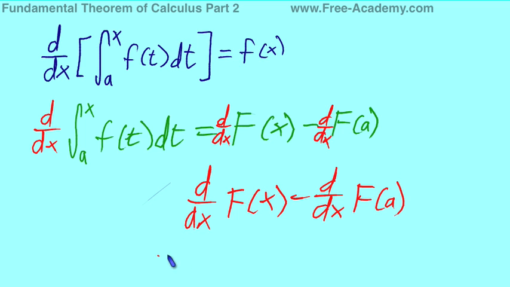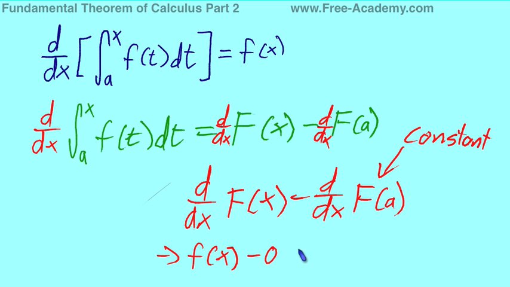Well, we know that the derivative of capital F of x is going to equal little f of x, and capital F of a is a constant. So the derivative of that is going to equal 0. So that's the quick and easy derivation of the second part of the fundamental theorem of calculus, or the proof I should say.